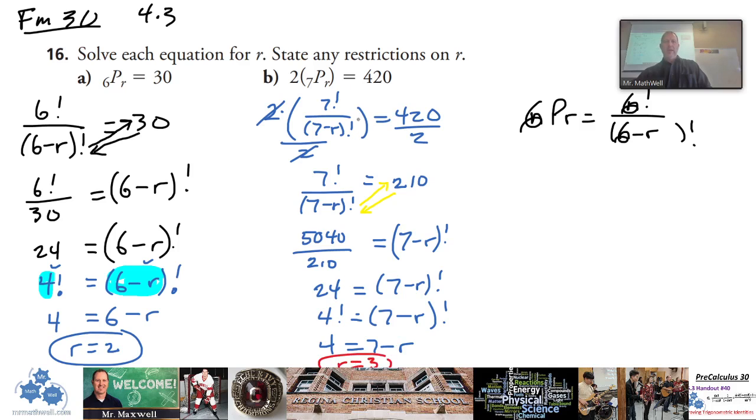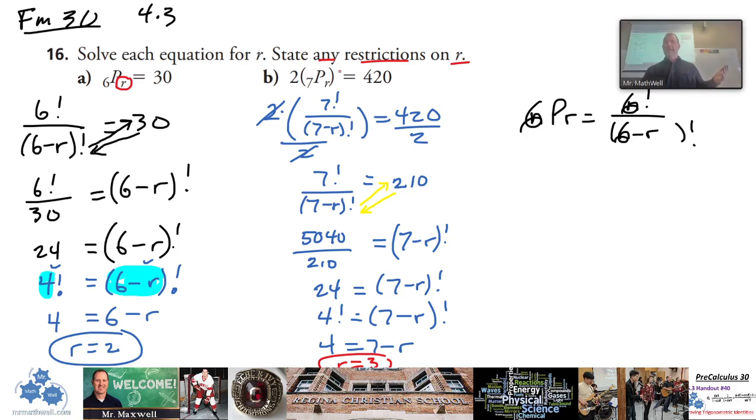Okay. Now, state any restrictions on r. Now, that's the second part of this. And of course, we didn't do that for these questions, but what would be the restrictions on r? Well, we know that r has to be less than or equal to 6, or between 1 and 6 for this one, right? And over here, if this is going to be 7 pick something, it's going to have to be either 7 pick 7 or all the way down to 7 pick 1.